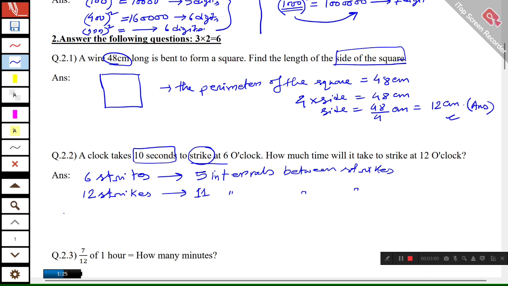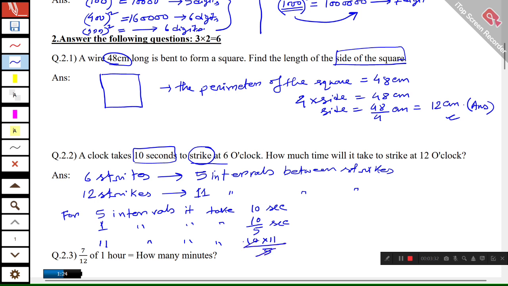So my unitary method: for 5 intervals, it takes 10 seconds. So for one interval, মানে দুটো ঢং ঢং ঢং এর মাঝে one interval এ লাগছে 10 by 5 সেকেন্ড। So 11 intervals এ আমাদের টাইম লাগবে 10 into 11 by 5, that means 22 seconds. So that is the answer.